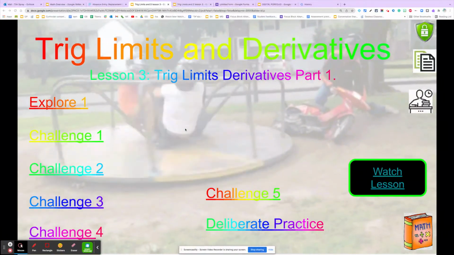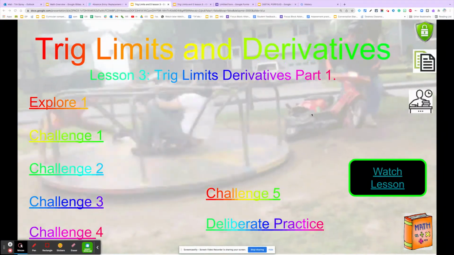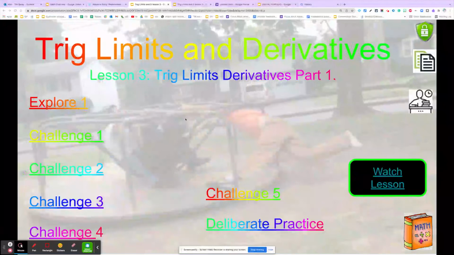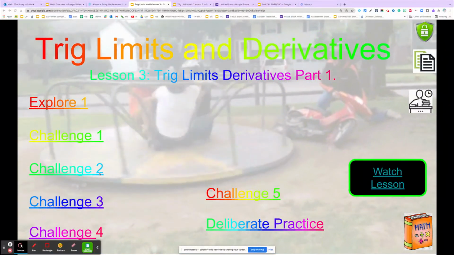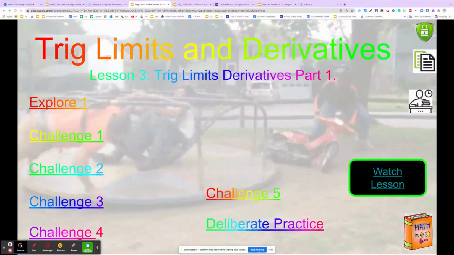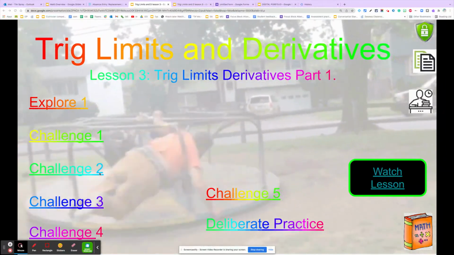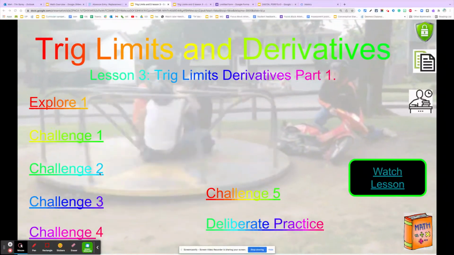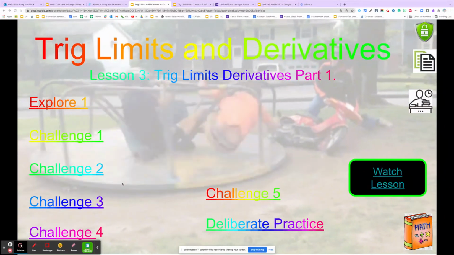And the reason I chose this is because obviously as the wheel of the scooter spins faster, it creates a faster spin of the merry-go-round. And of course, the faster we spin, the faster the angles at which we spin are changing, which would warrant an interesting question about the angular velocity. And that's what trig derivatives are all about. So let's get started.